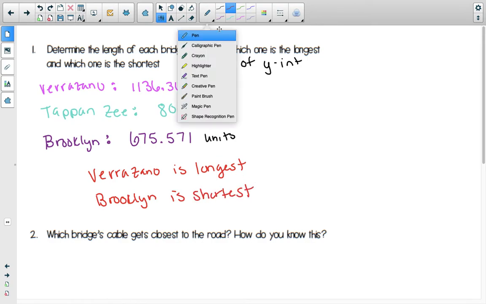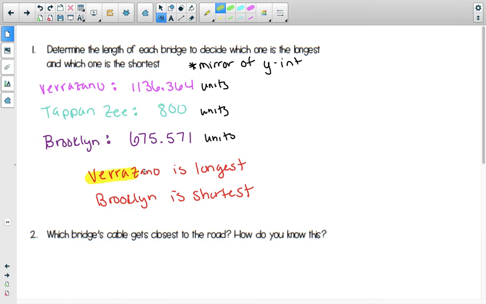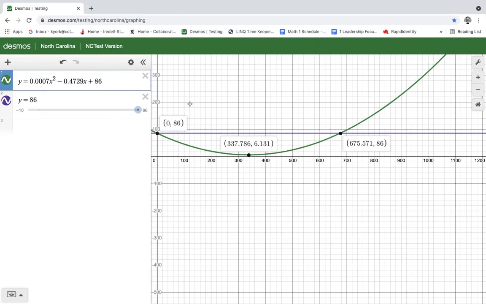Because we were using the y-intercept and the mirror of the y-intercept to know how long it is from one edge of the bridge to the other edge of the bridge. Because then the next part of the bridge would do the same thing. It would be another parabola.